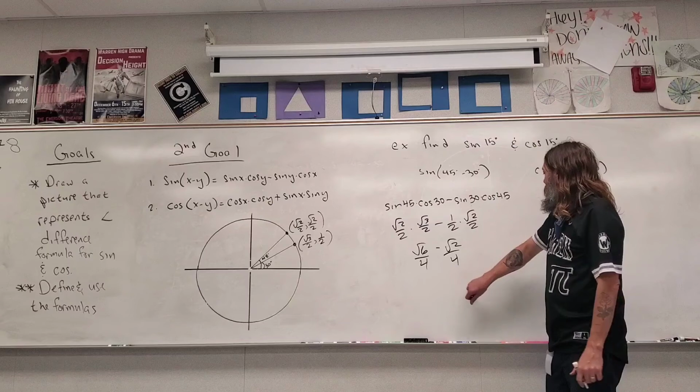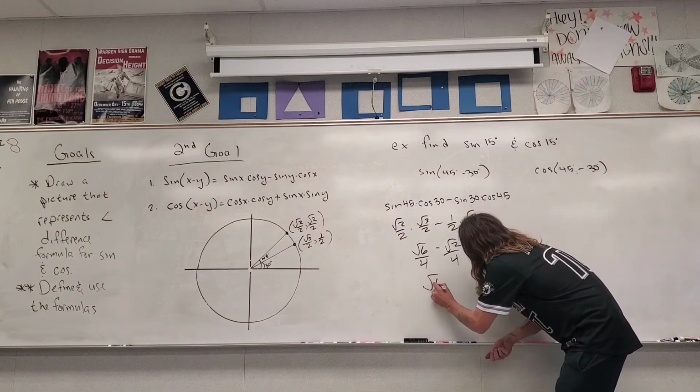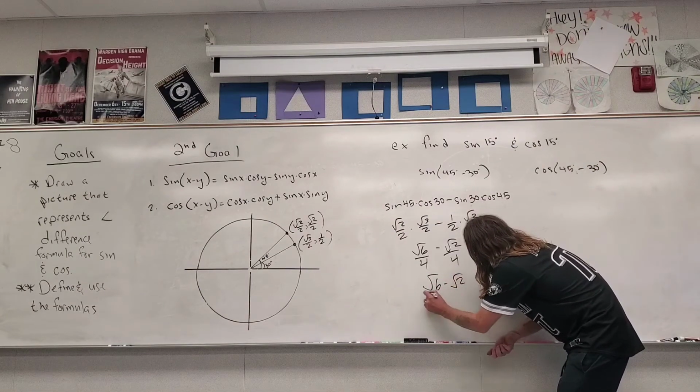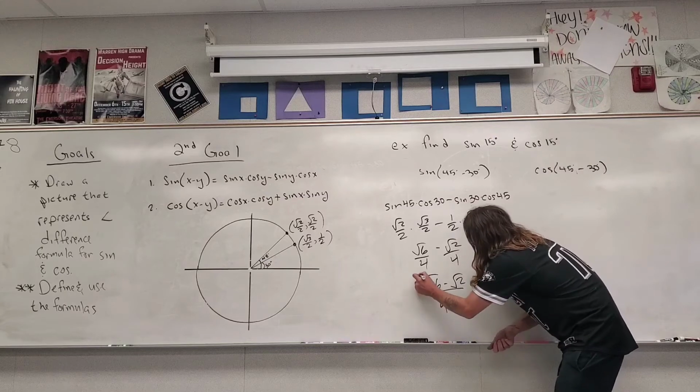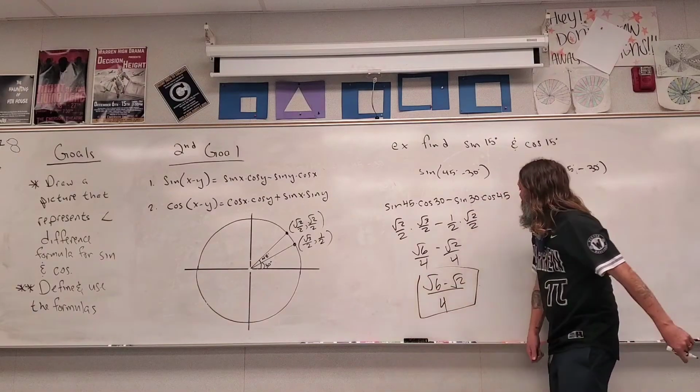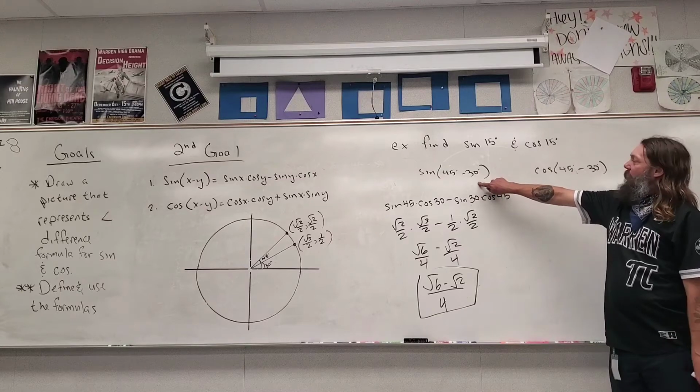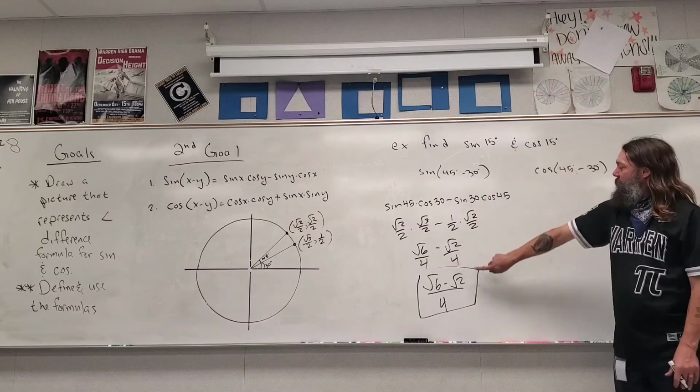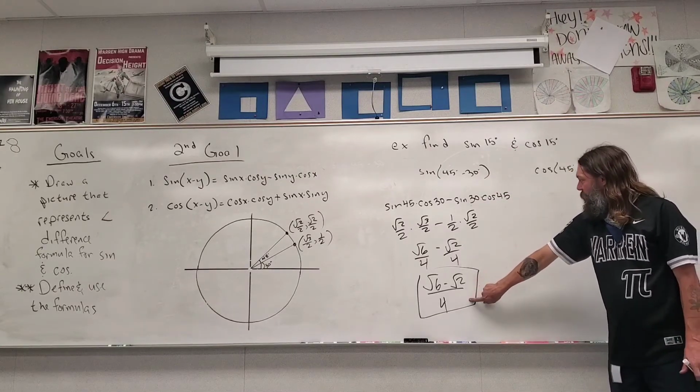And I can put this in one fraction and say the square root of 6 minus the square root of 2, over 4. That is the y-coordinate at 15 degrees: square root of 6 minus square root of 2 over 4.